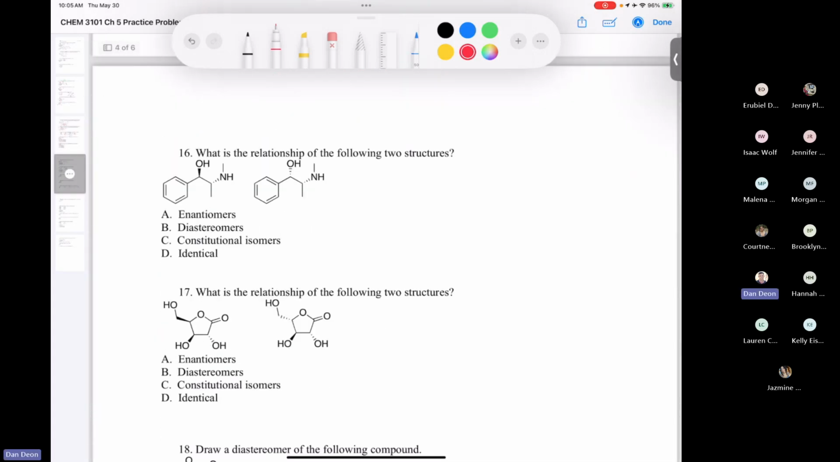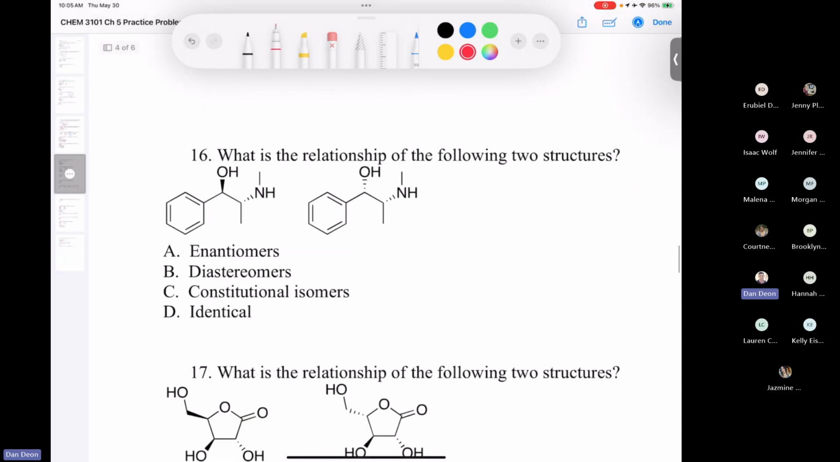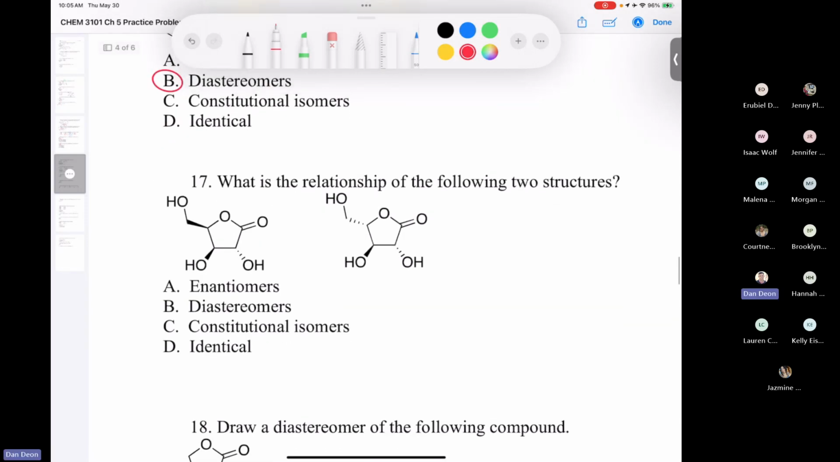Number 16, what's the relationship between these two compounds? Well, you can see that they're stereoisomers. They have the same connectivity, but they have a different arrangement of their atoms in space. One of the stereocenters is the same, and one of the stereocenters is different. So what does that mean? Can anybody give me the best answer for this one? They're definitely stereoisomers. Yeah, they're diastereomers, aren't they? Right? Because they're non-superimposable, but they're not mirror images. Therefore, they're diastereomers. Good.